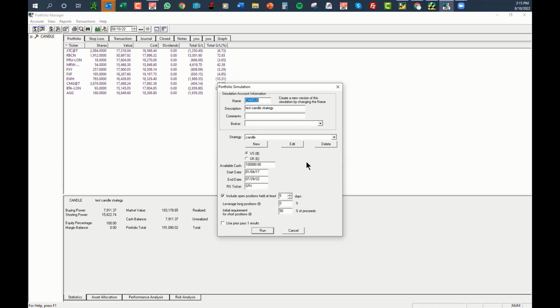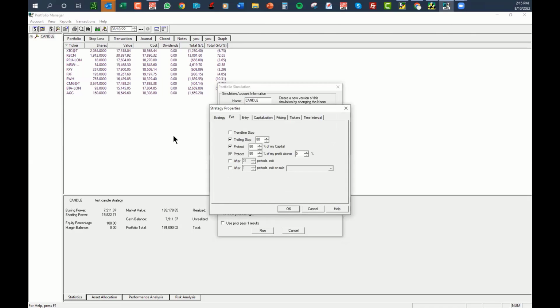The next thing we need to say is, okay, what strategy do we want this simulator to work on? And in this case, we would literally just click on new and go find our EDS file. And what I did here was, and I'll just click on the editor, the strategy itself is the name of the strategy, and here's the file path.